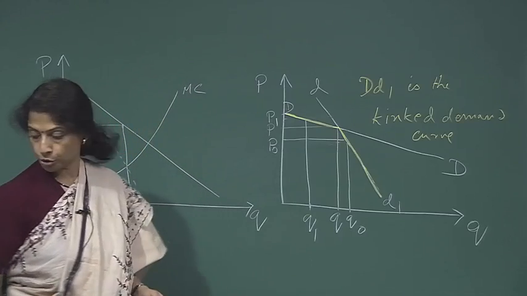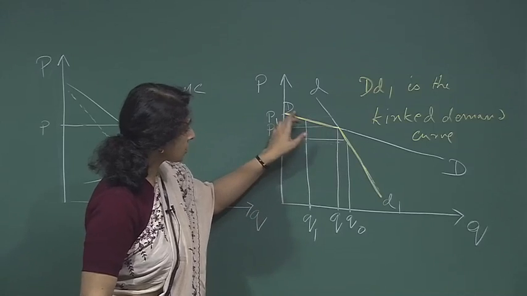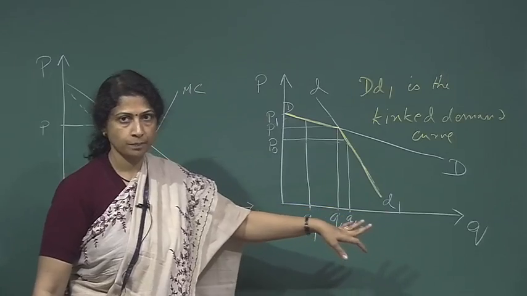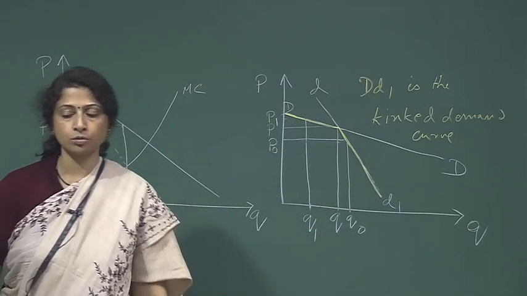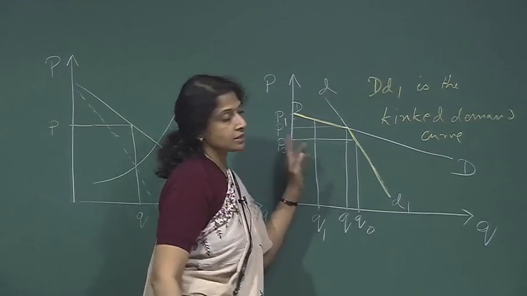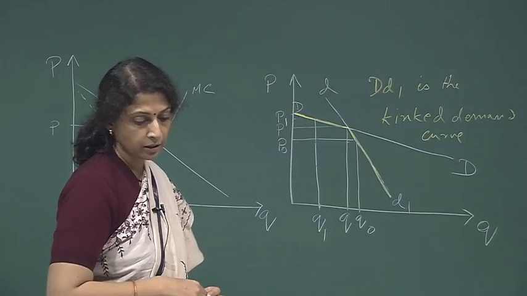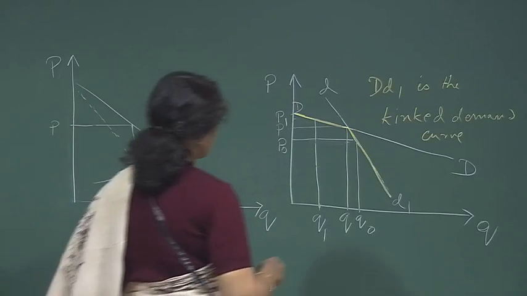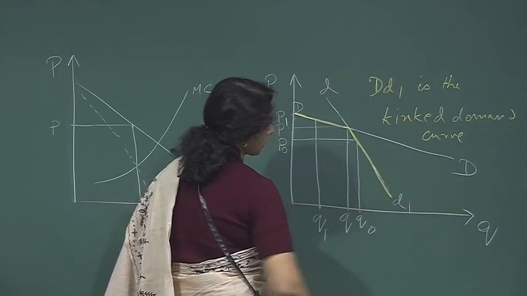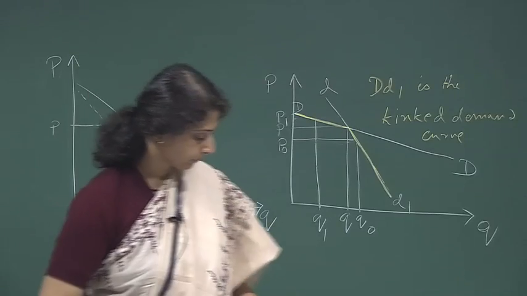That is, it would not like to raise the price, but it has to follow its rivals if the price falls. So if its rivals reduce their price, it will probably follow suit, but if the rivals are raising the price, it will be reluctant to raise the price. Hence a flatter demand curve above the kink and a steeper demand curve below the kink. So that is how the demand curve looks.